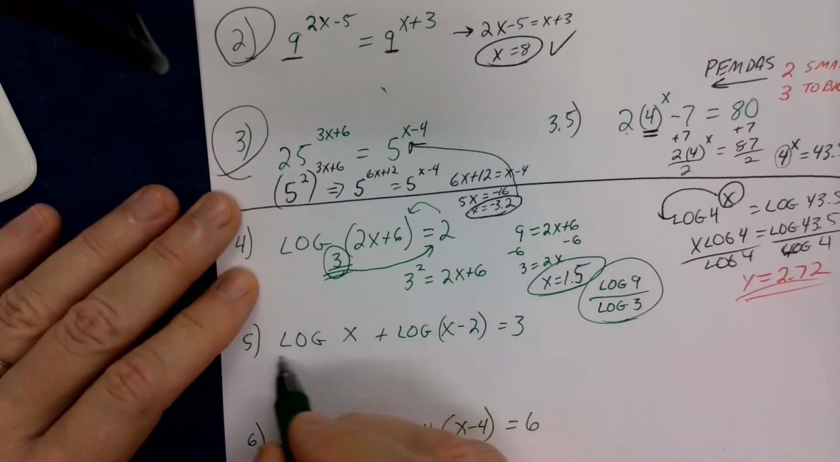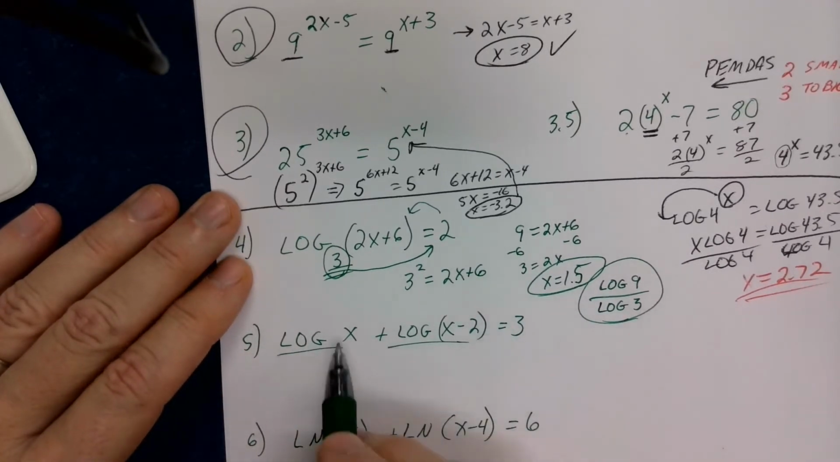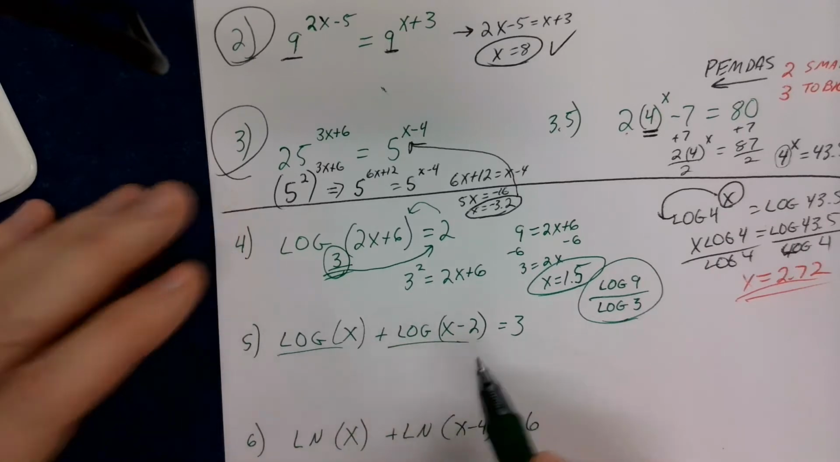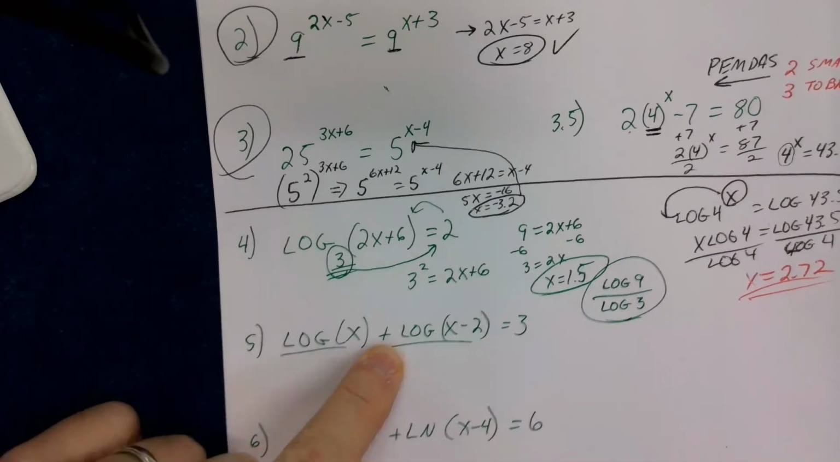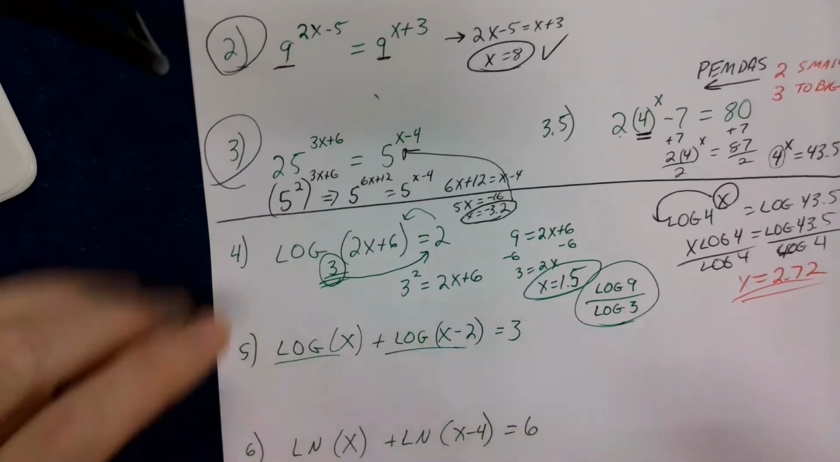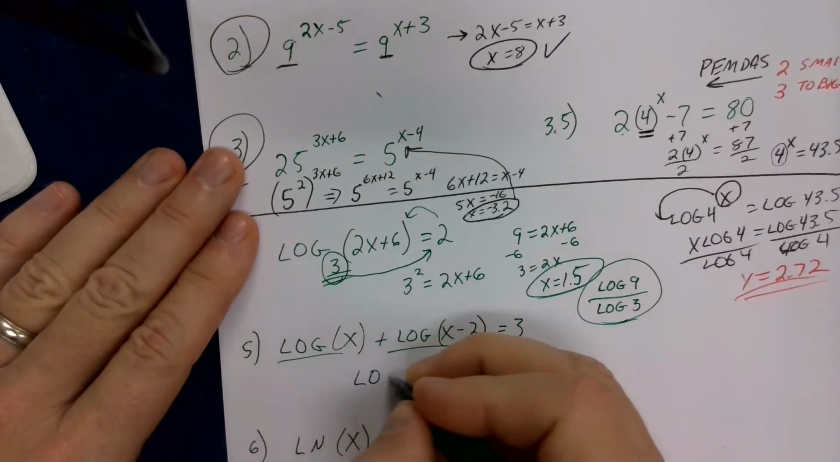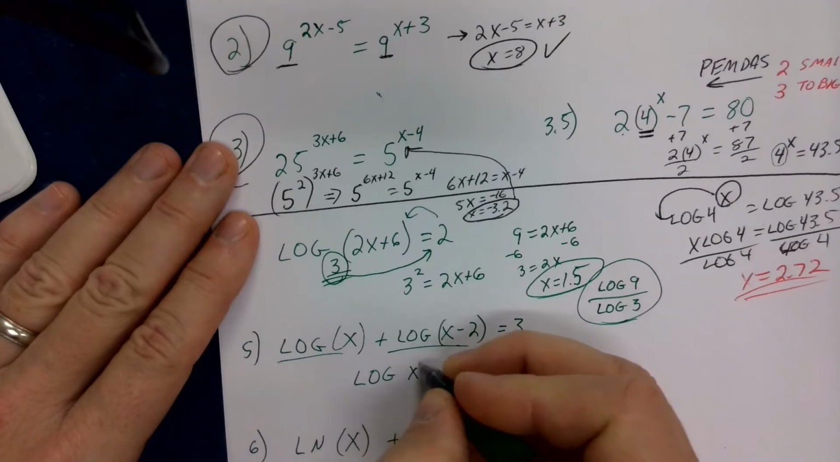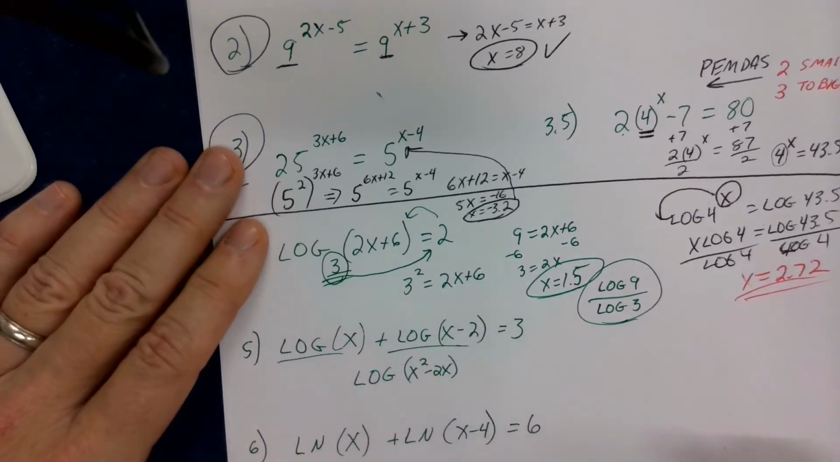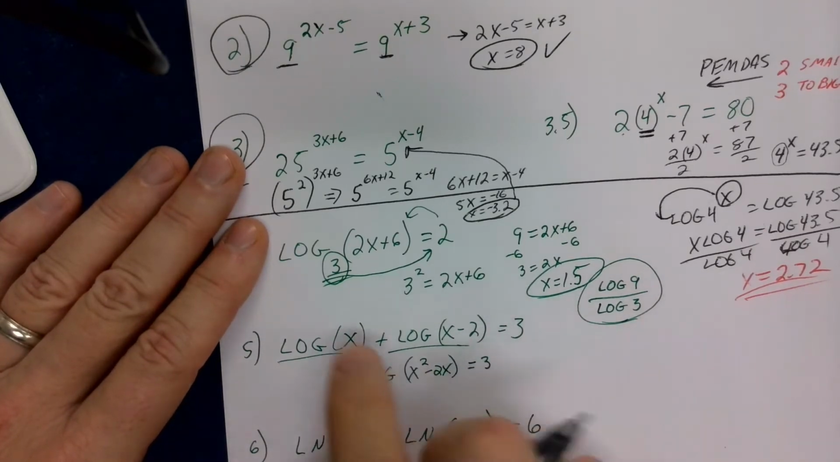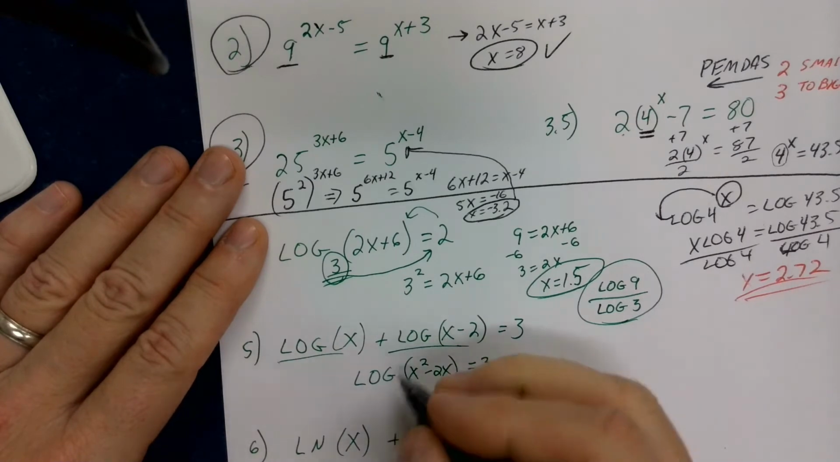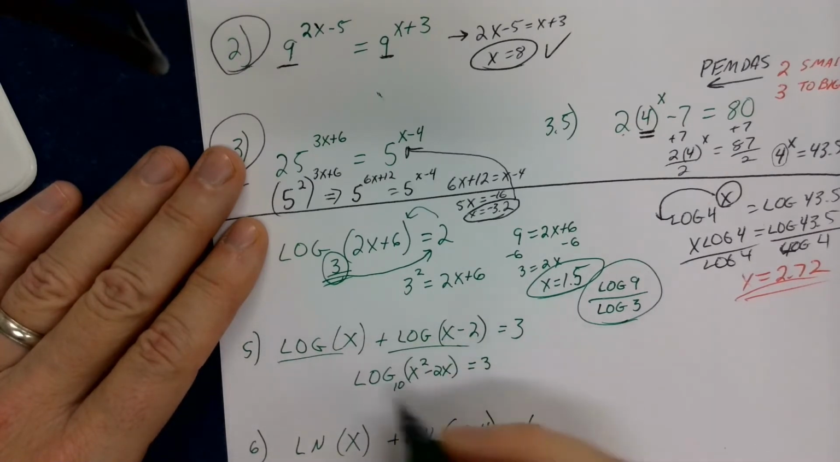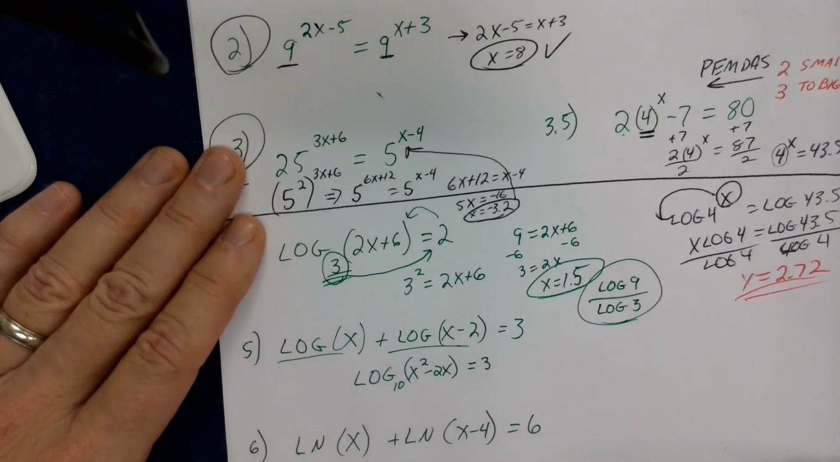This one, log law number 1 says that the log of 2 expressions like this with an addition sign in the middle means I have to do a single log of their product. So log of x squared minus 2x equals 3. So I multiply those two things together. X times x is x squared. X times negative 2 is negative 2x. This is a base of 10, because it wasn't written, so it's implied base 10.